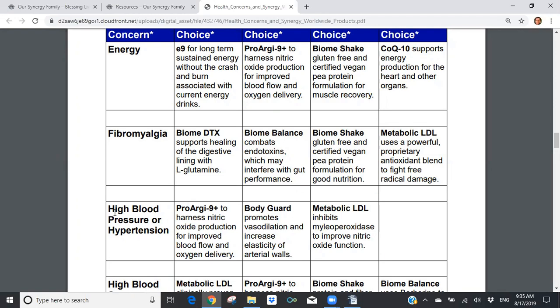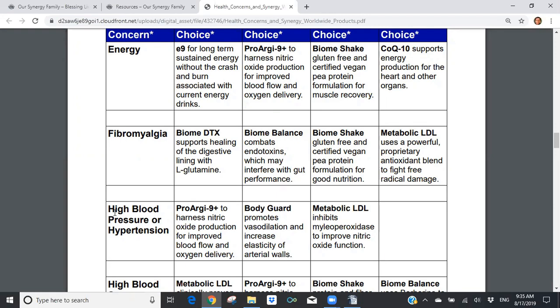How do you change that? You have to address the restriction of blood flow. How do you do that? You increase nitric oxide, which relaxes the smooth muscle of the vascular wall, which then reduces resistance to blood flow, and blood pressure comes back to normal. Again, I'm a firm believer in nitric oxide therapy and our product of choice, ProArginine Plus. Bodyguard would be another product to look at because it promotes vasodilation.